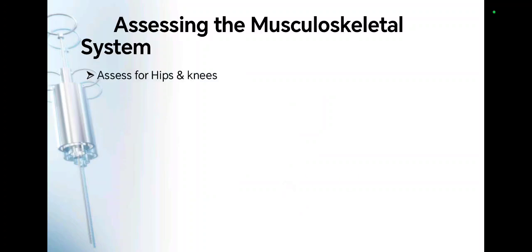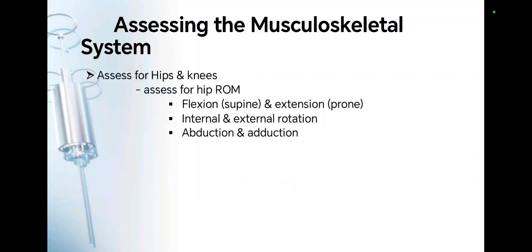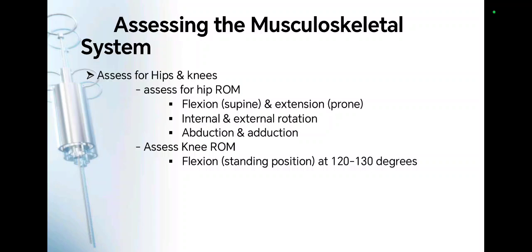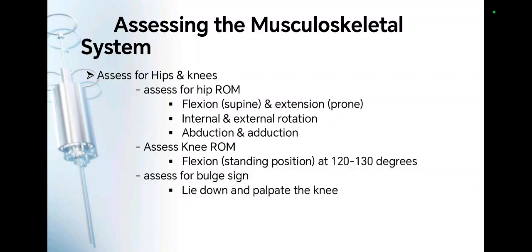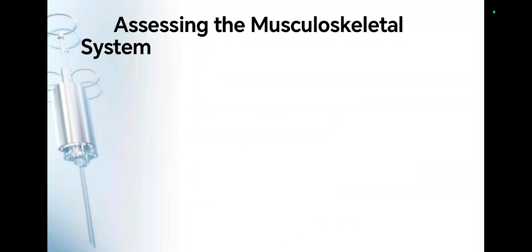Okay. So for your hips and knees, assess for the hip range of motion: the flexion and extension, the internal and external rotation, and your abduction and adduction. For your knee range of motion, standing position, flexion, assess for bulge sign, wherein you ask the patient to lie down and palpate the knee for any pain.